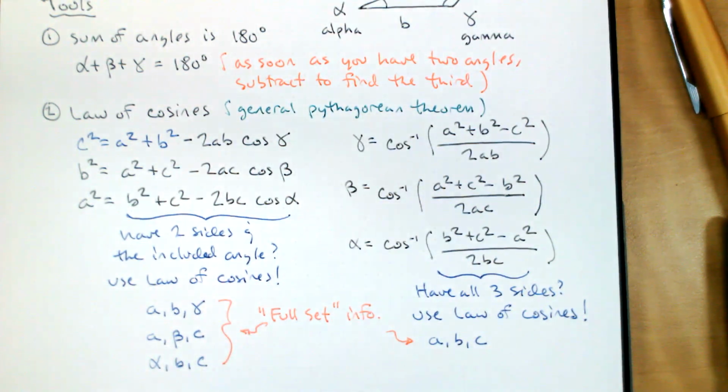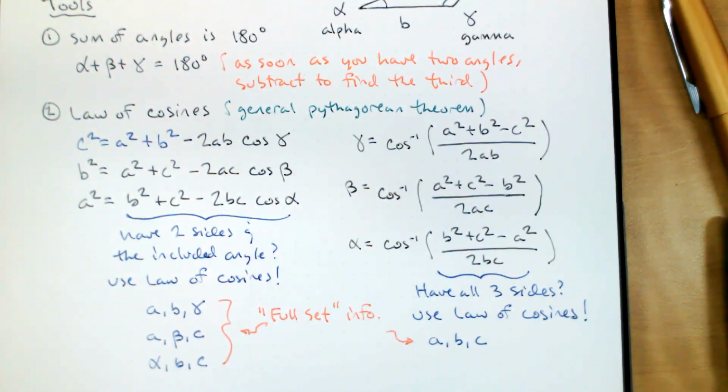An A, a B, and a C. If you replace one of those with the corresponding angle, alpha B C, A beta C, A B gamma, that's a full set. We've got one of each of the things. That means law of cosines. We don't have to think of it this way. You could always just say, what can I use? And use that to determine. But if you have all three sides, law of sines is out. It's the law of cosines.